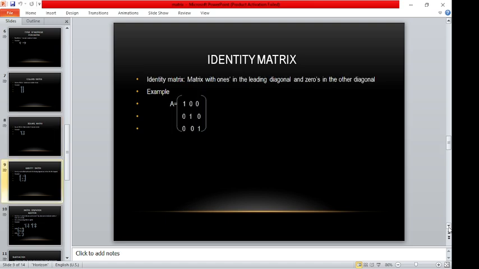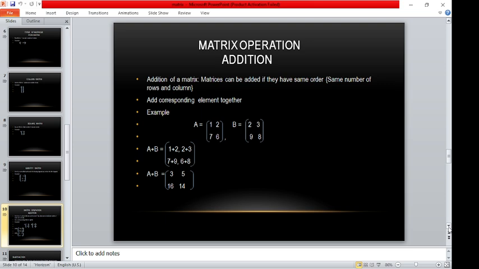We are going to the identity matrix. An identity matrix is a matrix with 1s in the leading diagonal and 0s in the other positions. For example, matrix A has elements 1, 0, 0, 0, 1, 0, 0, 0, 1. So 1s are in the leading diagonal and 0s are in the other positions. So that is an identity matrix.